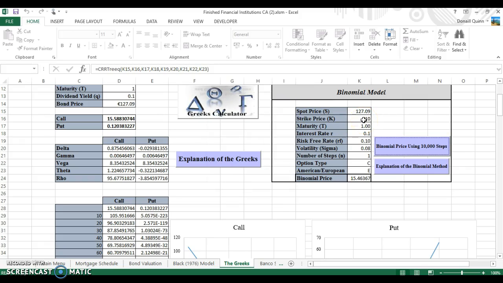However, the binomial model does have its limitations, as when you increase the number of steps, it becomes very computationally intensive on the computer.